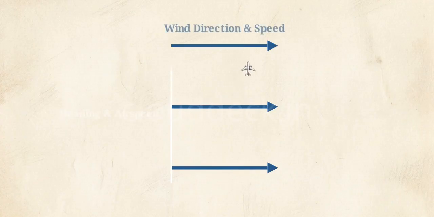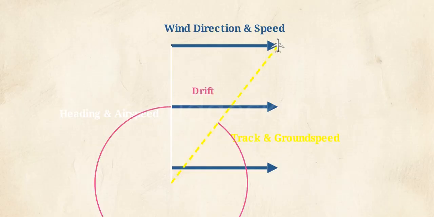Every flight is governed by a mathematical relationship known as the triangle of velocities. A pilot must balance the aircraft's heading and its true airspeed against the specific direction and speed of the wind to achieve their desired track across the ground.